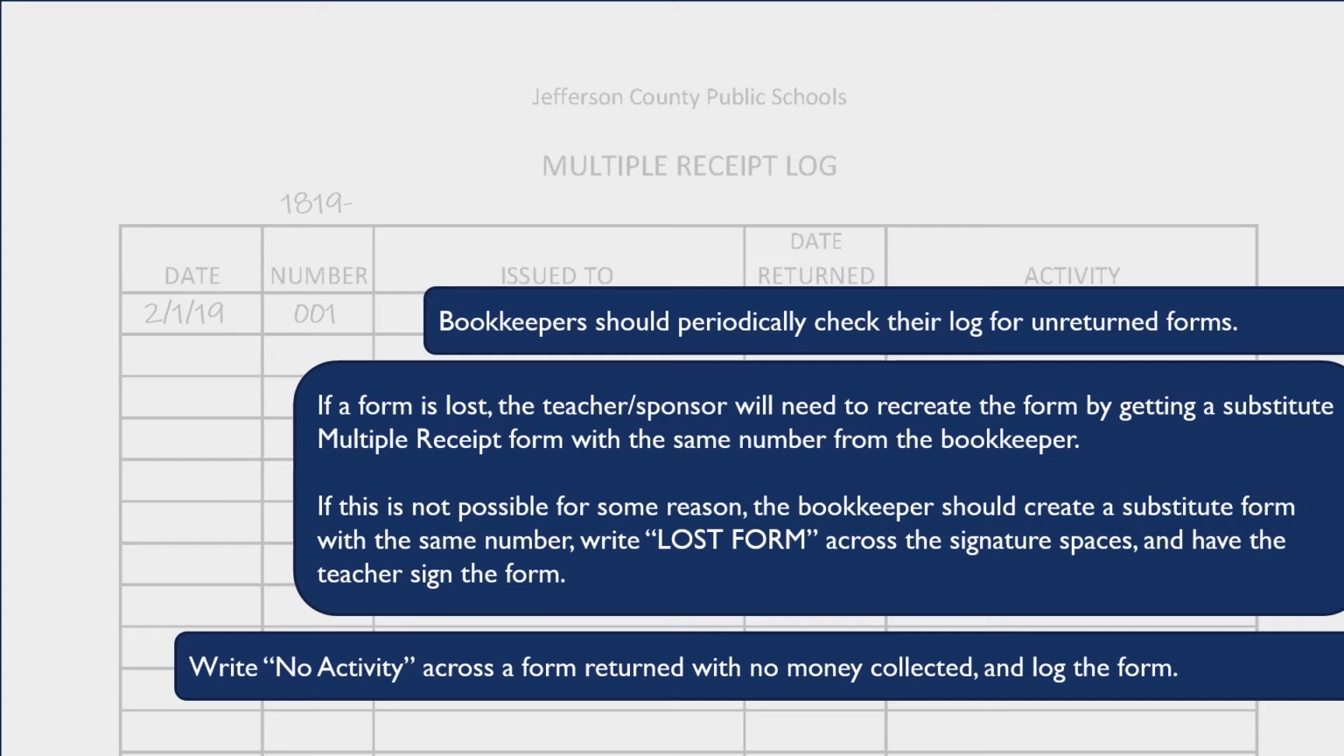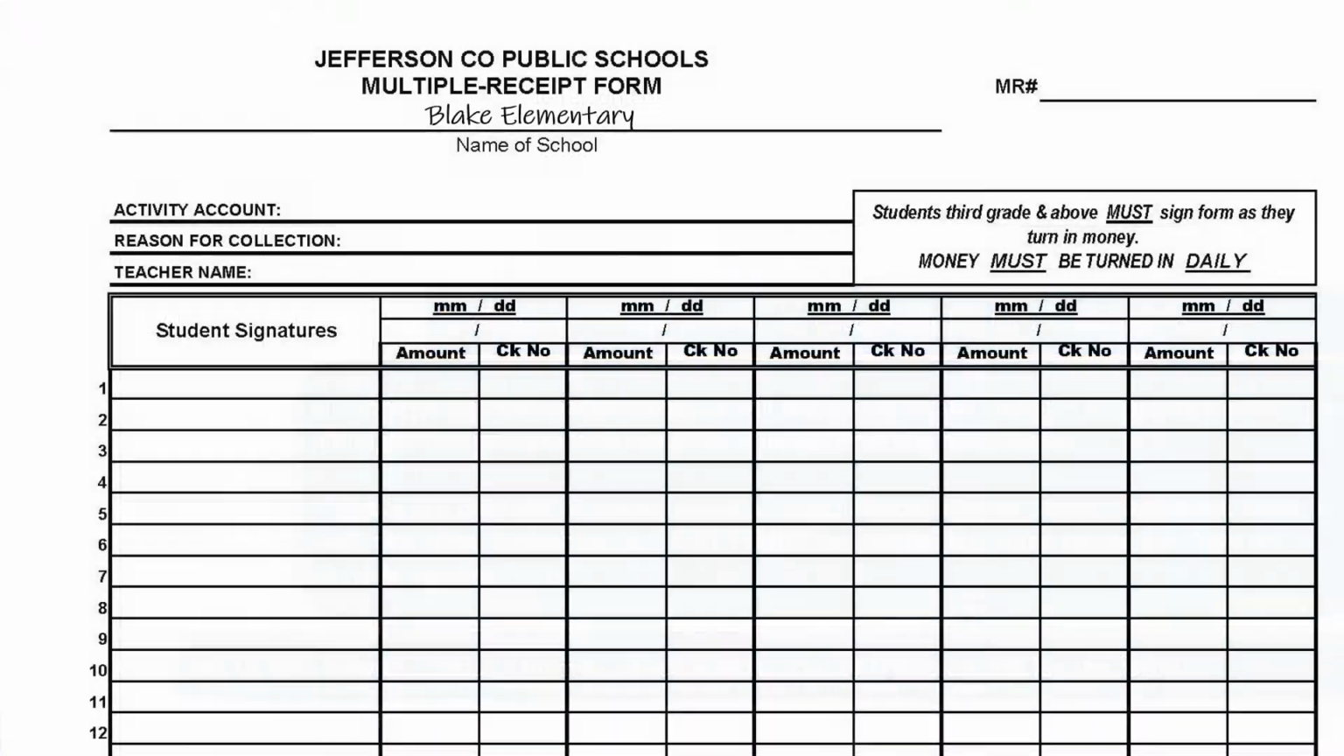During busy school days, teachers and sponsors can easily leave the form in a drawer, a car, or a cabinet and forget about them. The bookkeeper should remind school staff about their multiple receipt forms often, because the bookkeeper will ultimately be responsible for answering the auditor's questions. Teachers, coaches, and sponsors should try to get into a habit that will minimize the risk of forgetting to turn in money collected on a daily basis, such as keeping their multiple receipt form in the same locked desk drawer where they keep their keys or planner.